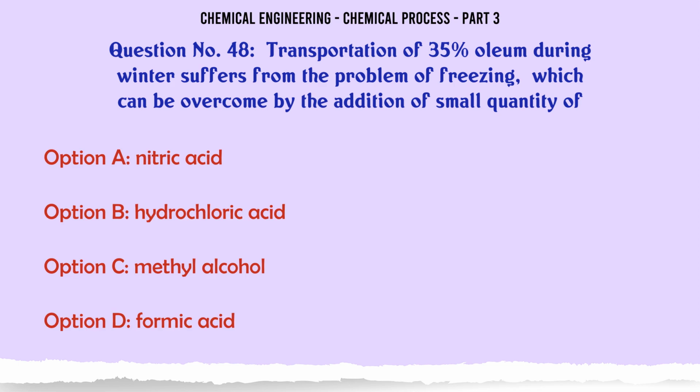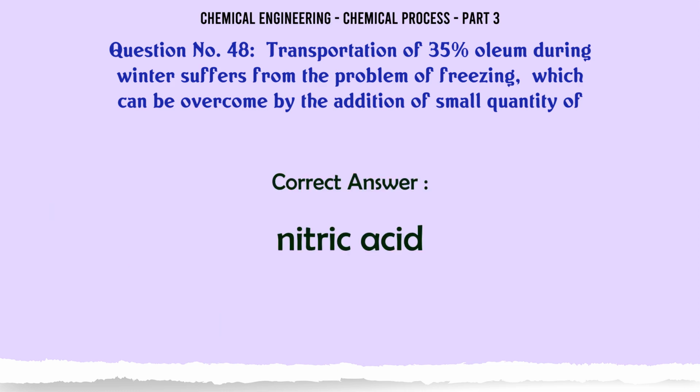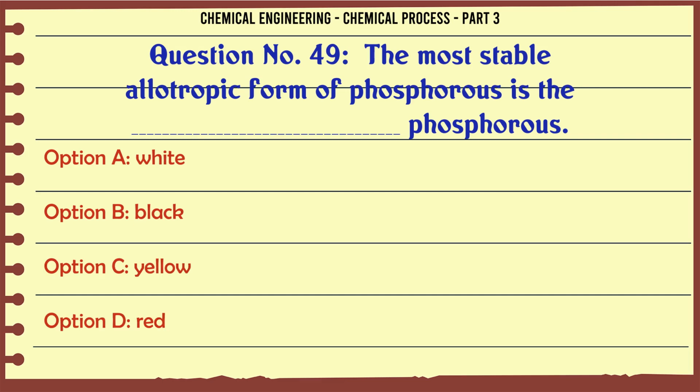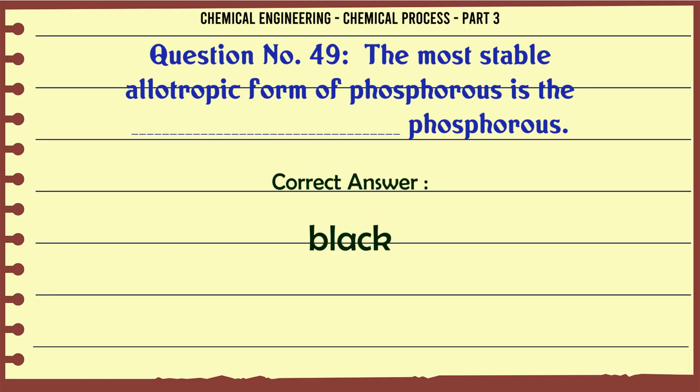Transportation of 35 oleum during winter suffers from the problem of freezing, which can be overcome by the addition of small quantity of A. Nitric acid, B. Hydrochloric acid, C. Methyl alcohol, D. Formic acid. The correct answer is nitric acid. The most stable allotropic form of phosphorus is the A. White, B. Black, C. Yellow, D. Red phosphorus. The correct answer is black.